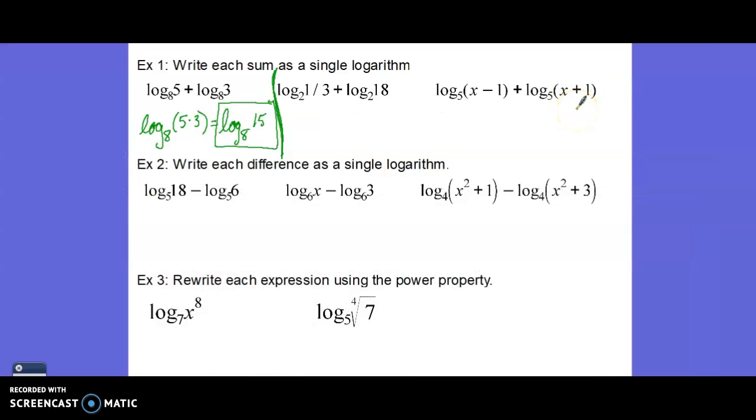Okay? So same thing goes with the next one. Just writing as a single logarithm. And I think you probably noticed that all 3 of these first ones are addition. So it makes perfect sense that we're kind of going in order, that we're doing the product rule first. Well, 1/3 times 18 is 6. And that's all I expect to see you write down, log base 2 of 6.